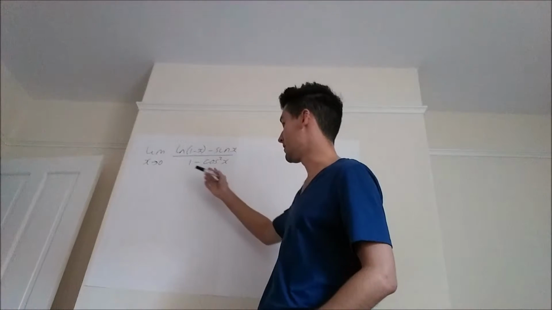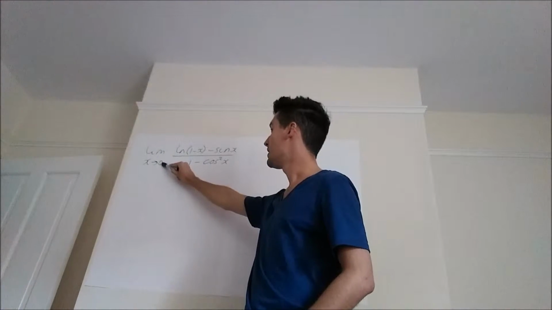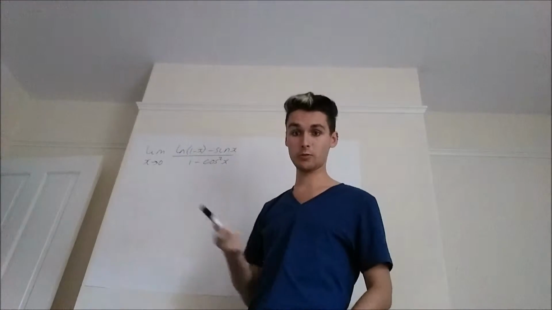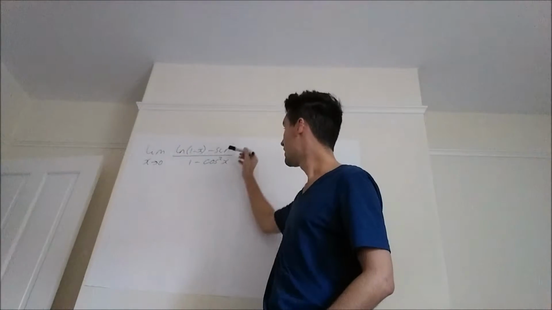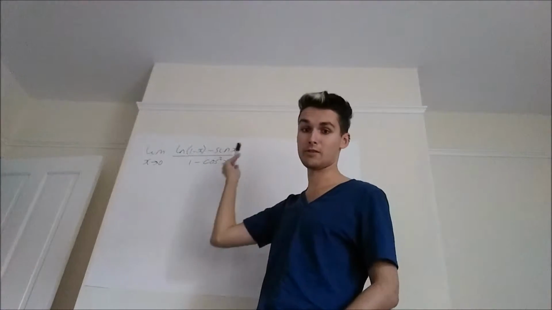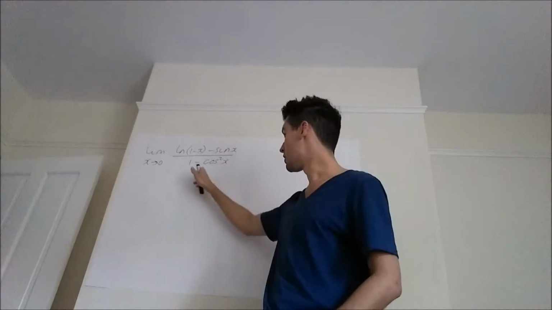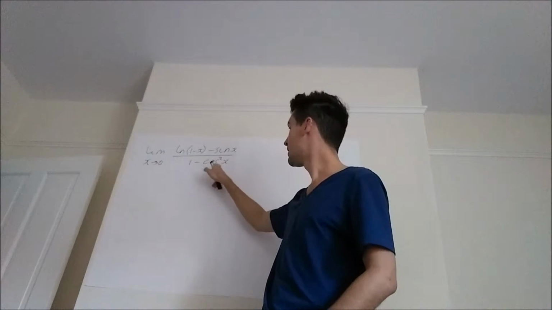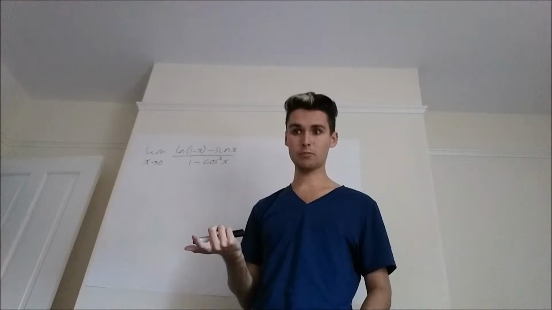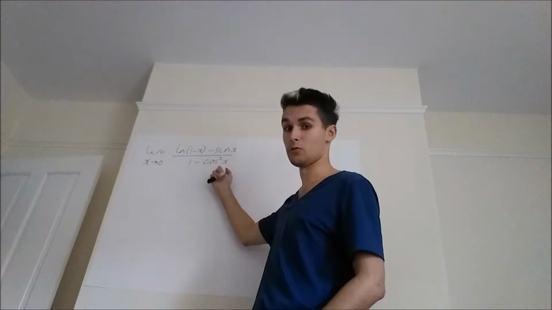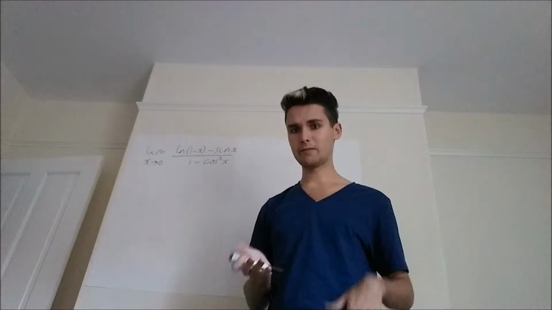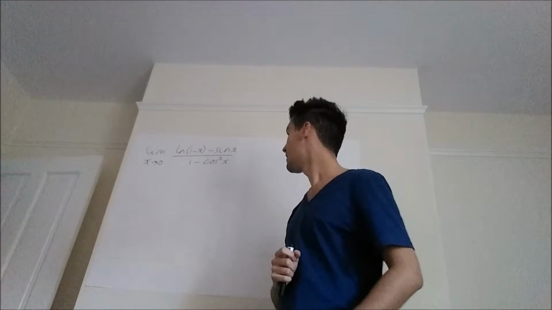So, just to show you where that comes from, if we put the 0 into this, we get log of 1. Log of 1 is 0. Sine of 0 is also 0. So on the top we've got 0 minus 0, which is 0. On the bottom, well, the 1 is 1. Cos of x, cos of 0 is 1. Squaring gives you 1. 1 take 1 is 0. So we've got this problem. 0 divided by 0 is ill-defined.